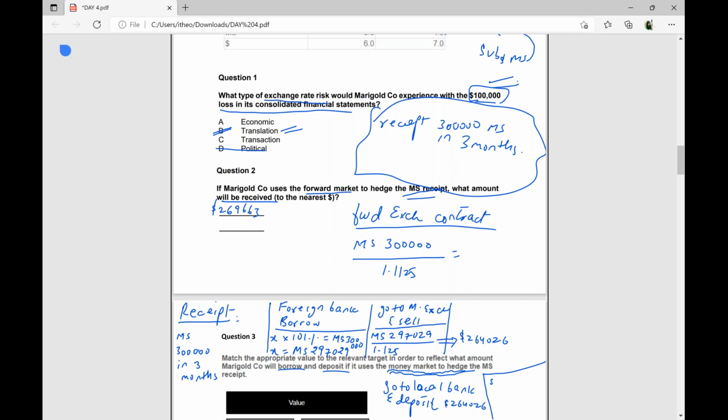Clear the foreign bank loan. Now, what did you deposit in the local bank? 264,026. Take that out. How much interest are you getting on depositing in the local bank? The deposit rate is per annum, so for 3 months it's going to be 1.5%. You deposited dollars, so now you won't use the borrowing rate. You are borrowing shillings, so use the borrowing rate of shillings. You're depositing dollars, so use the deposit rate of dollars, 1.5%.